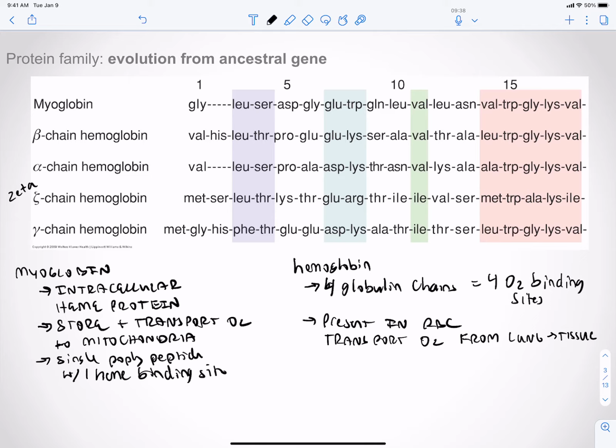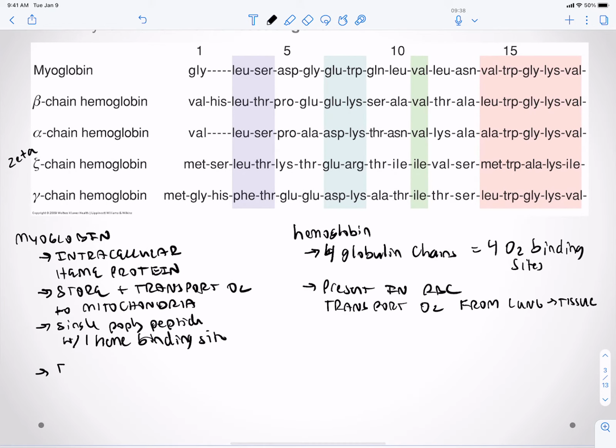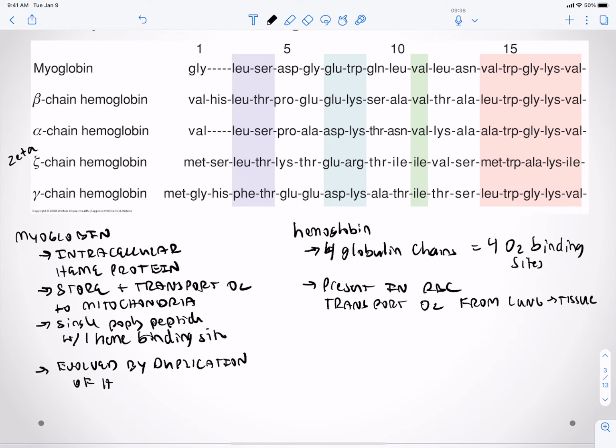Myoglobin is thought to have evolved from gene duplication of the alpha gene of hemoglobin. And it's thought that the alpha chain of hemoglobin evolved from the beta chain of hemoglobin.